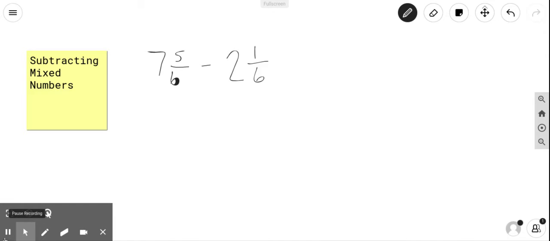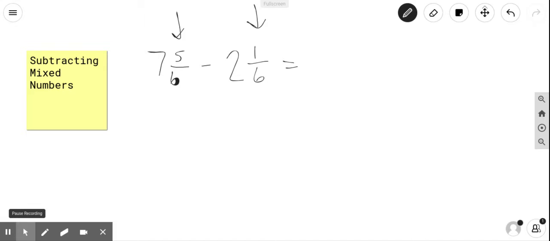Okay, here we have 7 5/6 minus 2 1/6. What you always have to do is make sure that this fraction is larger than this fraction. If it is larger, you can subtract straight across. If it is not, you have other steps to do. So in this case, 5/6 is larger than 1/6, so we can subtract straight across.